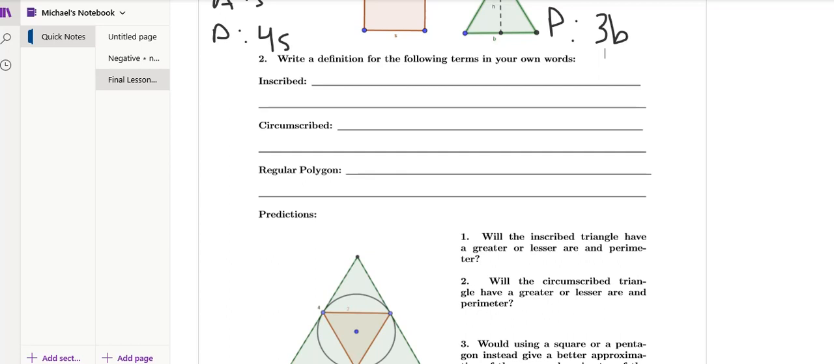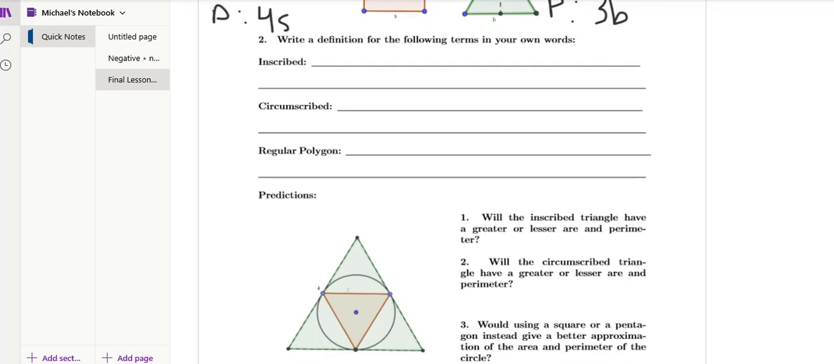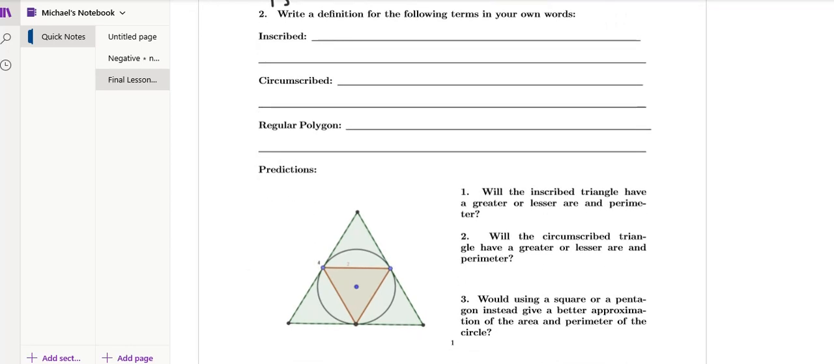Okay, so for an inscribed triangle, or an inscribed shape, that is the largest shape that will fit inside of another shape. If you look at the triangle below, the inscribed triangle would be the inside one. And if we tried to make that triangle any bigger, it would be outside the edges of the circle. A circumscribed triangle is the smallest shape that will fit outside of another shape. So it's kind of the opposite of the inscribed triangle.